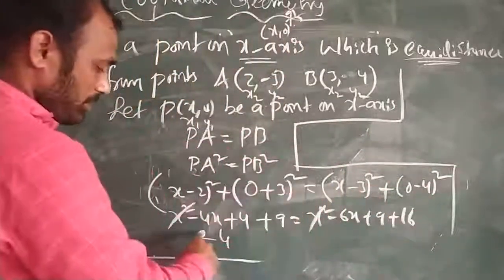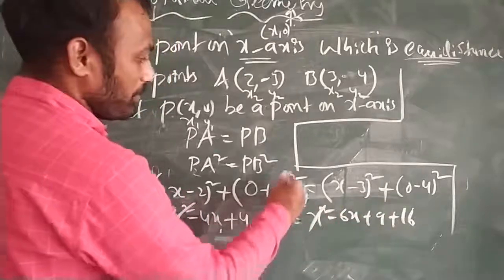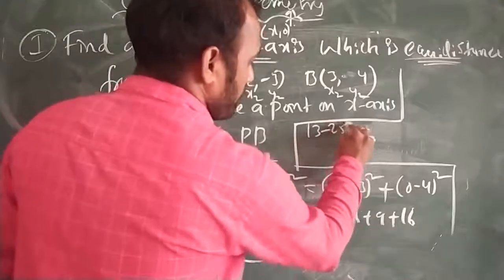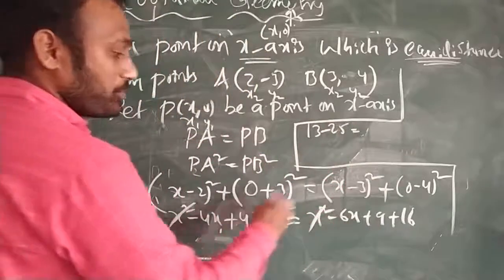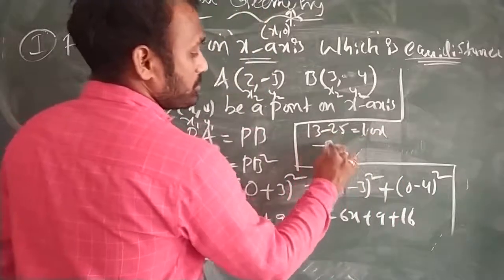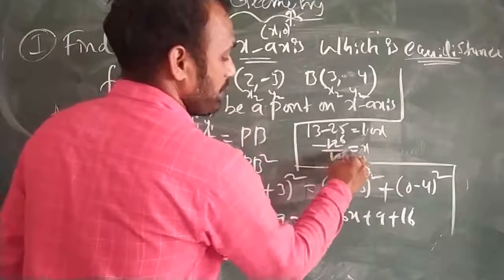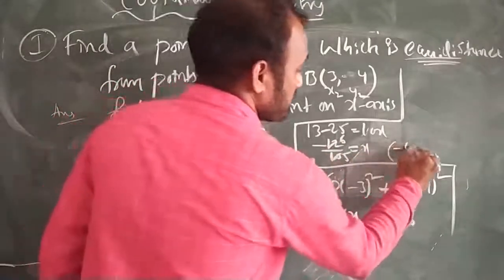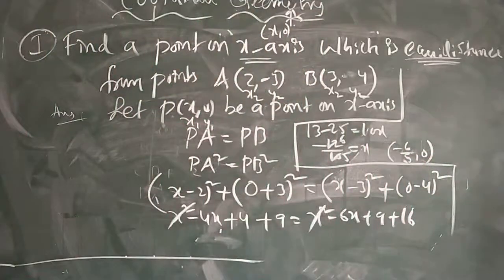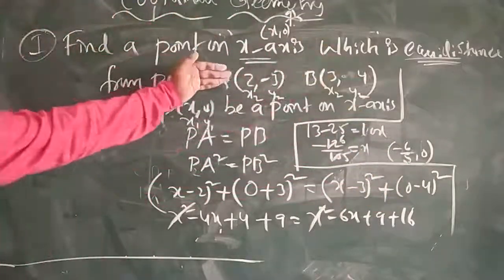So minus 4x, if I transpose it to that side, and 4 plus 9 is 13. So 13 minus 25 equals 6x plus 4x, which is 10x. So minus 12 by 10 equals x, that is minus 6 by 5. So the point is (-6/5, 0). This is the point which is on the x-axis and it is equidistant from A as well as from B.